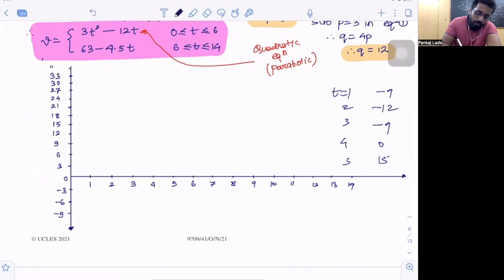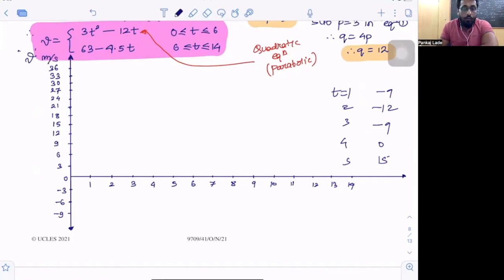So this is where 36 is going to come. Let's extend this line a little bit. Okay. And we'll mark this as the v-axis. Okay, the y-axis, it is meter per second. So let's plot the points very quickly.